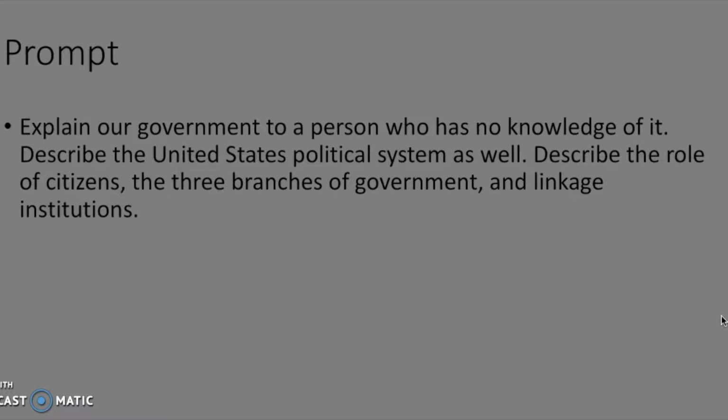Our prompt question was to explain our government to a person who has no prior knowledge of it. Describe the United States political system as well. Describe the role of its citizens, the three branches of government, and linkage institutions.